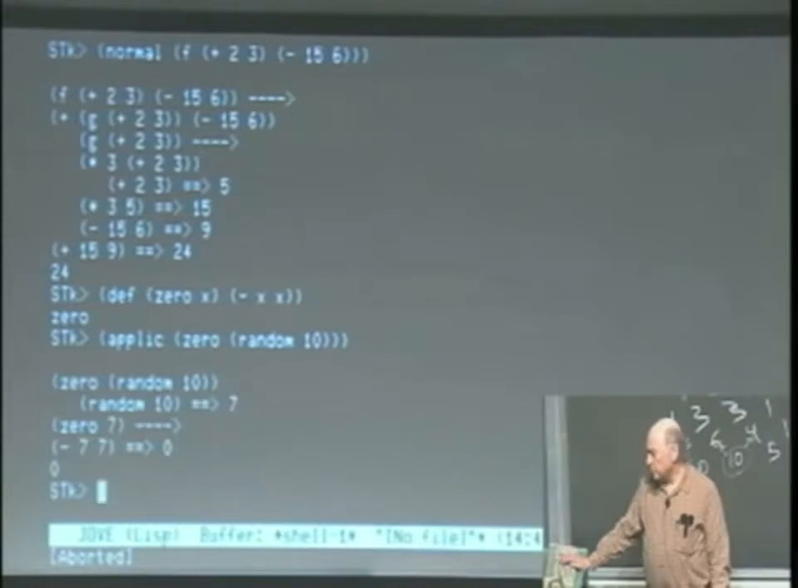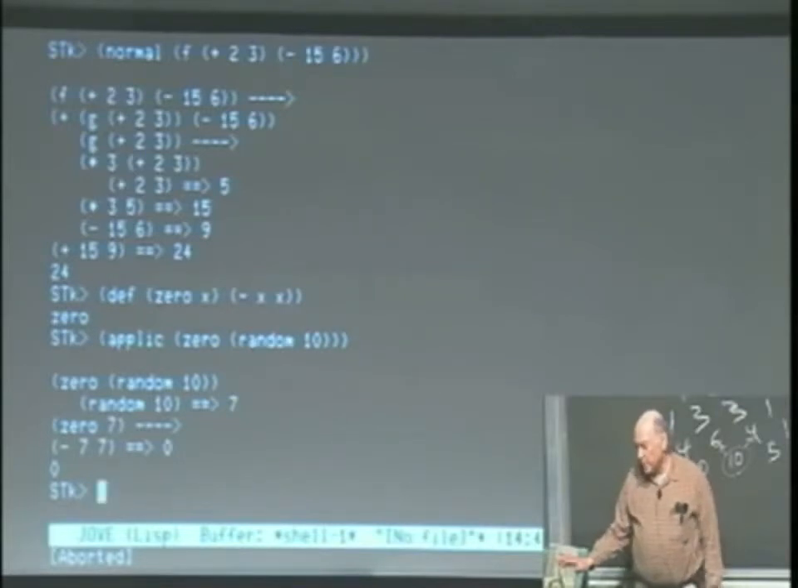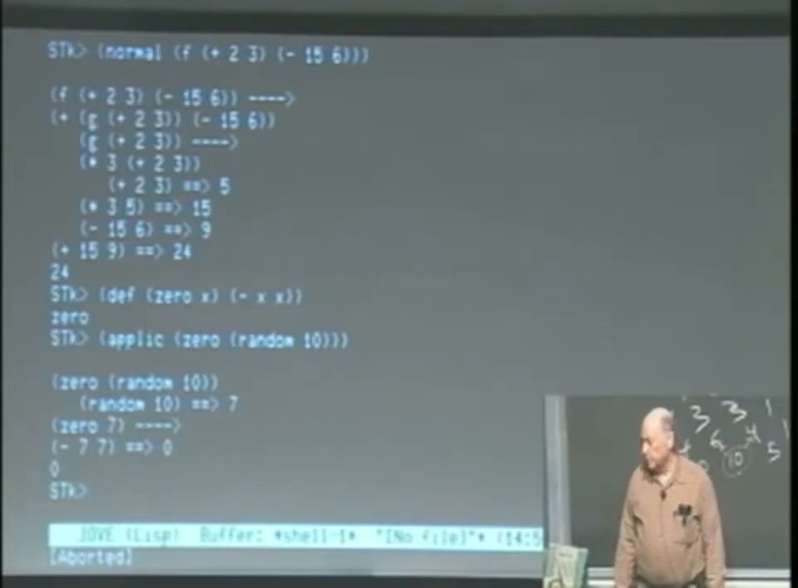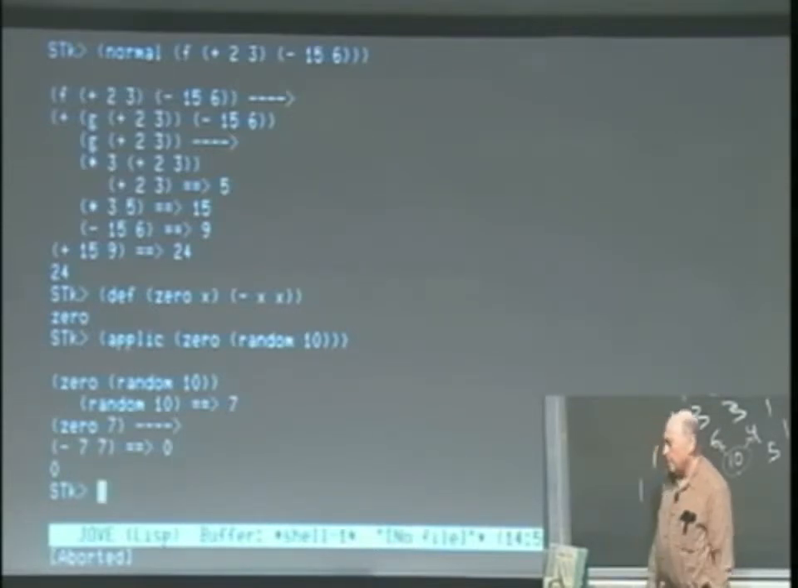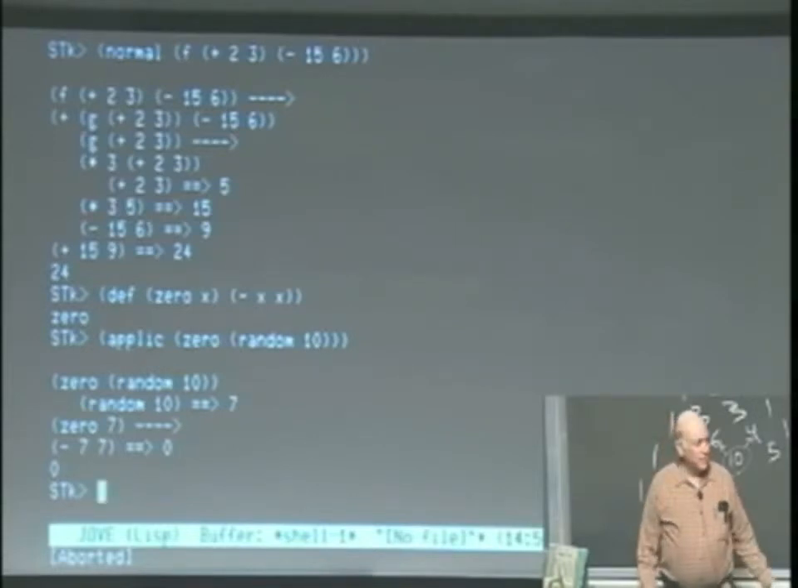So what happens? I call random 10. I happen to get the answer 7. So in applicative order, in the call to 0, the first thing we do is evaluate subexpressions. So we evaluate the random 10. We get the answer 7. Substitute that 7 in place of the random 10. So we're calling 0 of 7 with the actual argument value. And so we get 7 minus 7 is 0.